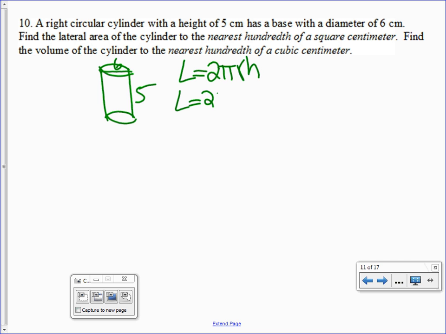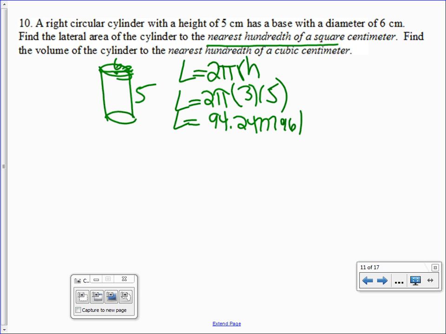L equals 2 pi. The radius is not 6, but it is 3. Height is 5. It wants the answer rounded to the nearest hundredth. So you just type this into your calculator. I'm not going to pull my calculator up for it because it takes me forever to do that. But when I did that, I got 94.247777961. It wants to round to the nearest hundredth. That's 2 decimal places. I look at the next digit. The next digit is higher than 5, so it becomes 94.25.